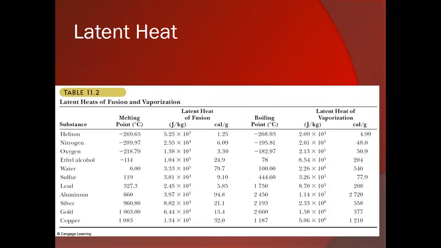And here we see just how much latent heat. I know this is a little hard to read. There's a latent heat of vaporization for water, and it's 2.26 megajoules per kilogram, okay? And mega, of course, means a million, all right?